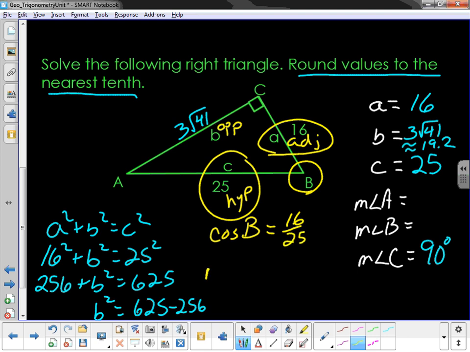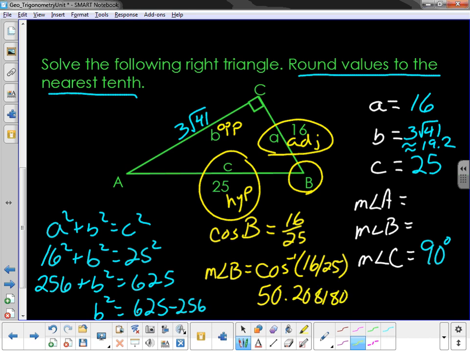Well, to figure out the measure of angle B, we've got to do that arc cosine. So the arc cosine of 16/25 is what we're looking for. And I'll use my calculator now. So I will do arc cosine of 16 divided by 25, and it gets me 50.2081805 is what my calculator shows.